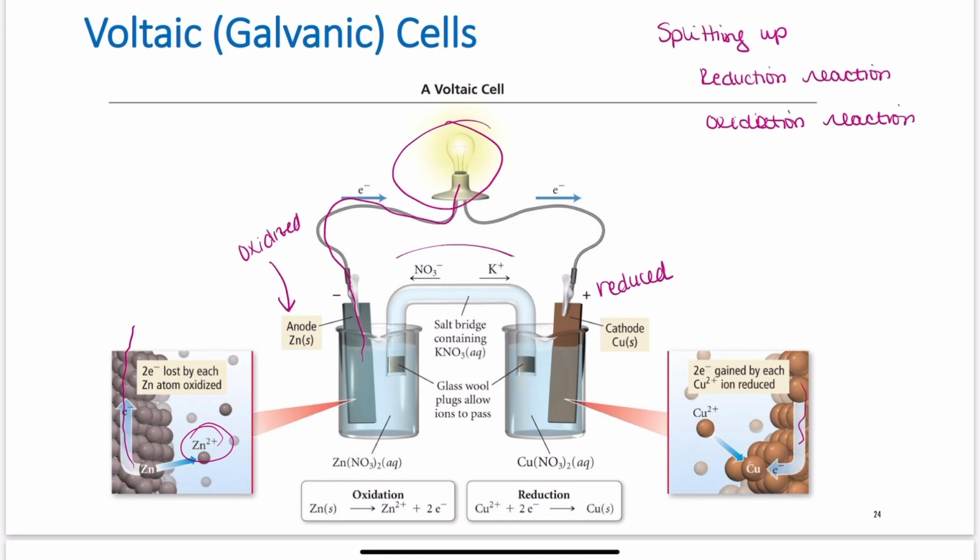But the electrons are traveling down. They're finding that copper 2+ in solution and reducing it as copper solid. Again, these are voltaic or galvanic cells, which means that it's a spontaneous process.